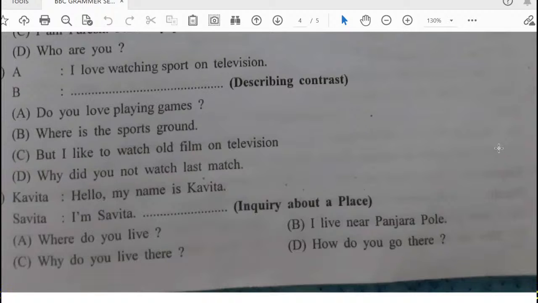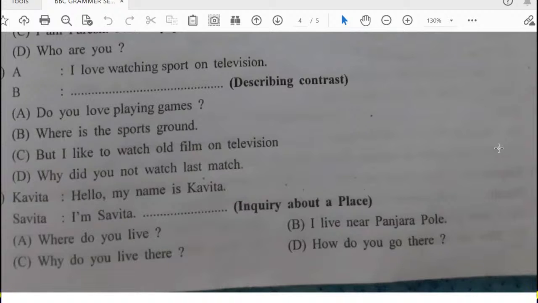I love watching sport on television. A said, I love watching sport on television. B said something. We are told describing the contrast. When you see the word contrast, we will have in mind though, although, even though, even if, and but. So you will have to remember these 5 options in mind. Now see the options first.